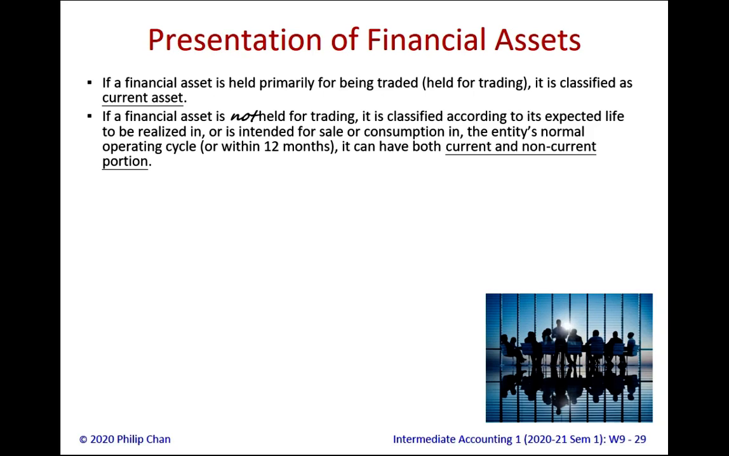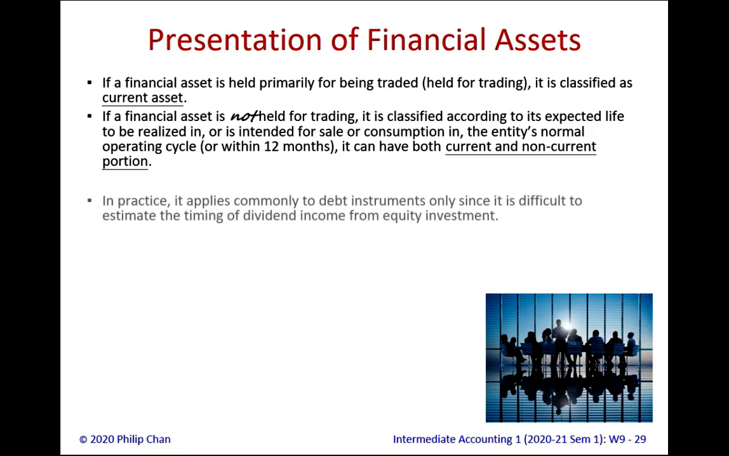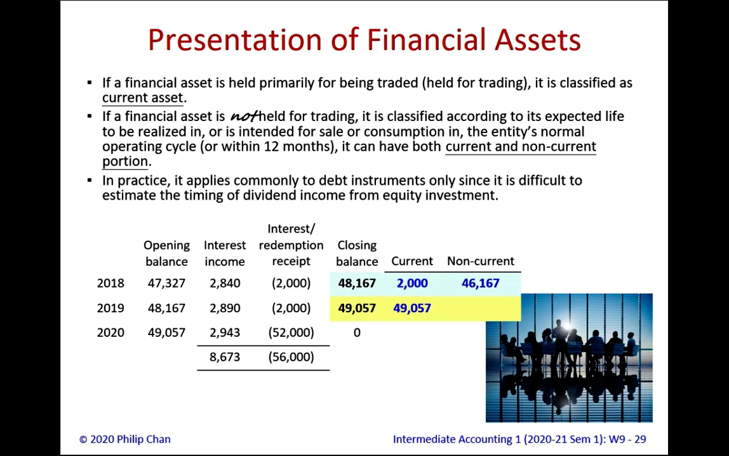If the financial asset is not held for trading, it is classified according to its expected life, to be realized in or intended for sale or consumption in the entity's normal operating cycle. It can be both current and non-current, and typically if we were having a bond, for instance. In practice, it applies commonly to debts only, since it is difficult to estimate the timing of the dividend income from an equity investment.